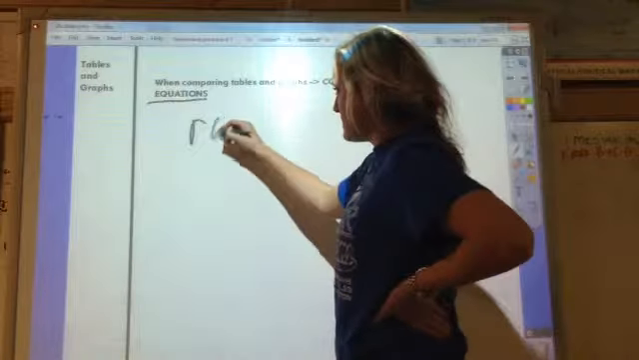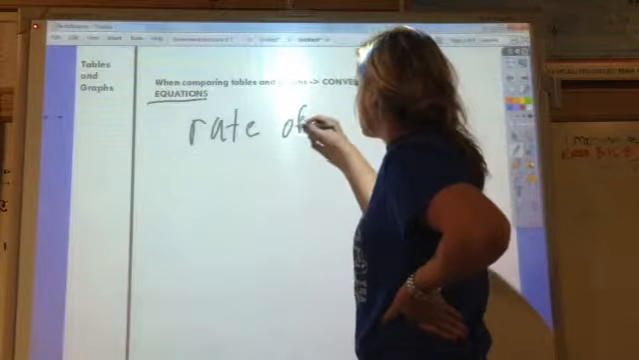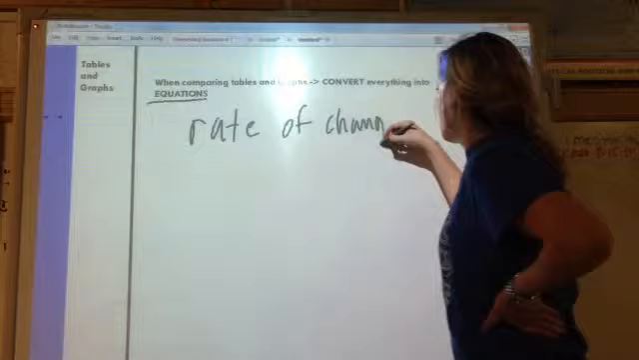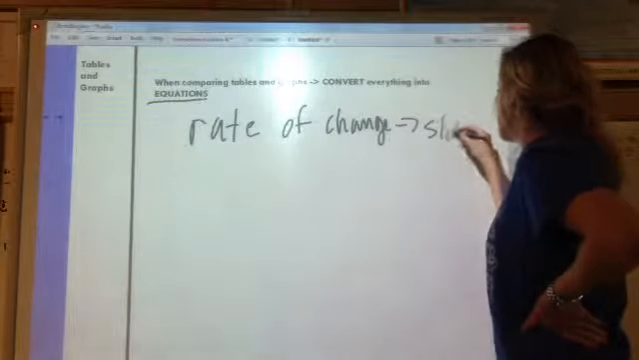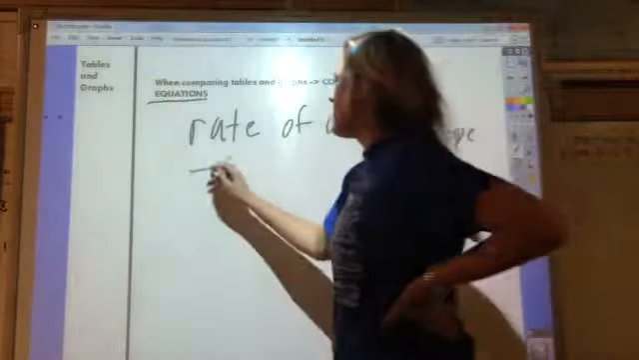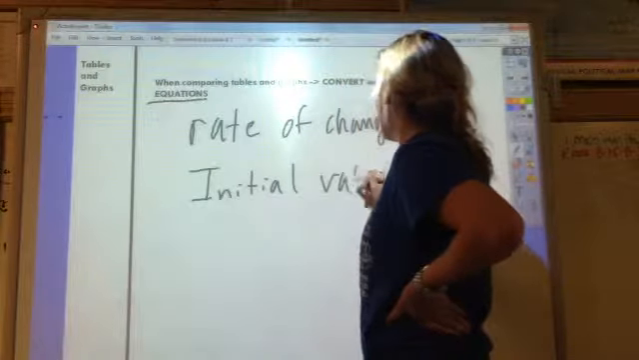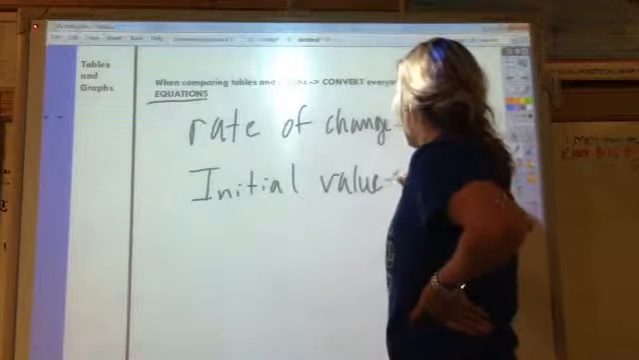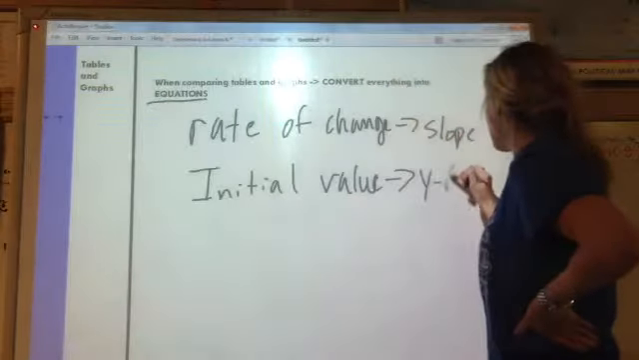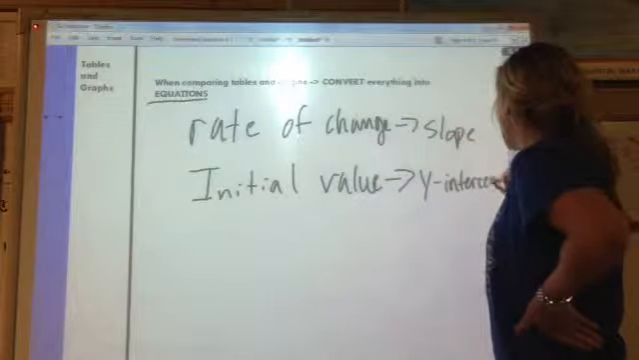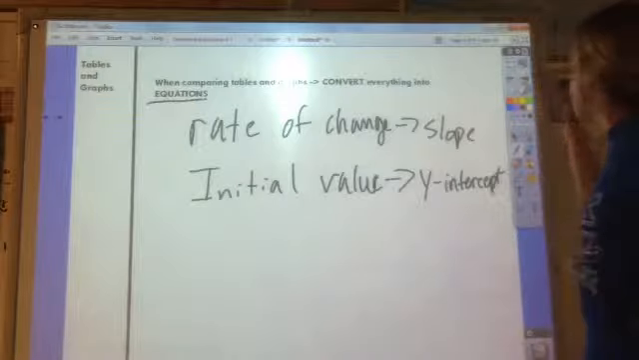So let's just remind ourselves, when I say rate of change, of course I'm talking about slope. When I say initial value or initial cost, I'm talking about, of course, the y-intercept. So let's go ahead and jump into an example.